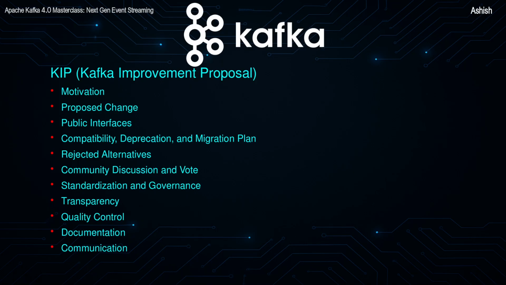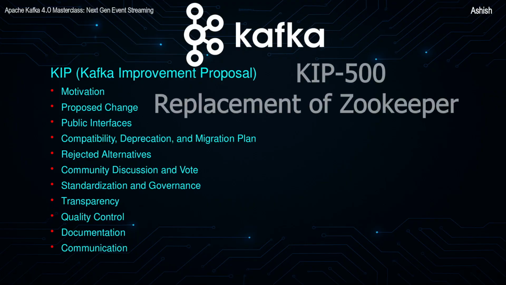I've already mentioned a few KIPs in my previous lecture. Some more examples include KIP 500. It's for the replacement of Zookeeper with a self-managed metadata quorum, which is KRaft. This is perhaps the most significant KIP in recent Kafka history, leading to the removal of the Zookeeper dependency. Kafka 4.0 makes KRaft the default, a direct result of this KIP's multi-year implementation.